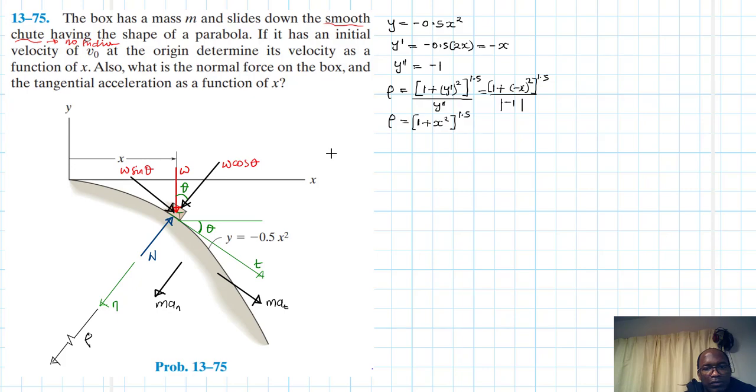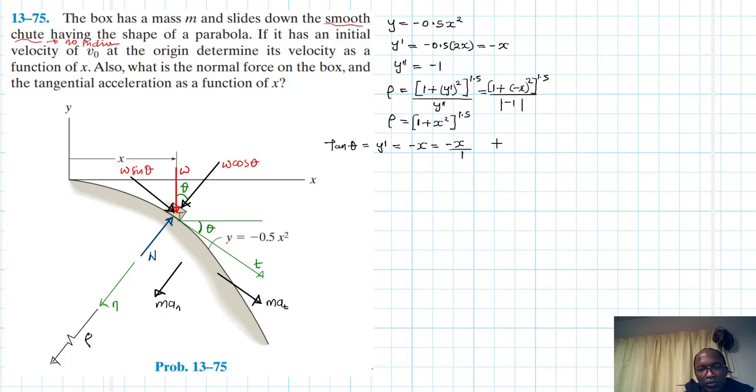All right, so let's now find the angle. So we know that tan theta is just going to be equal to y prime, and this is equal to minus x, which is just also equal to minus x over 1.